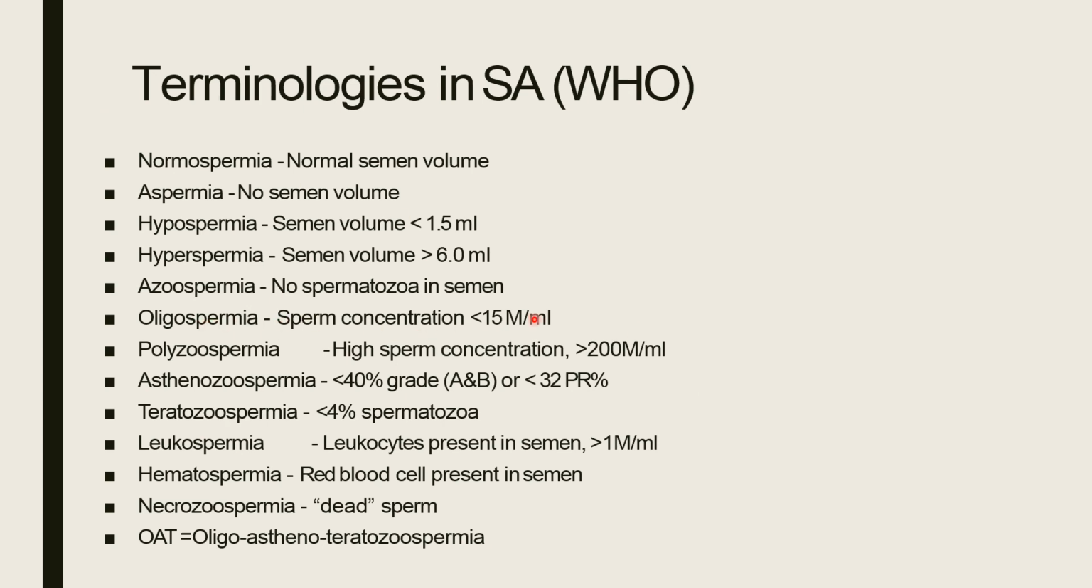Similarly, oligospermia could be mild, that is, if sperm concentration is more than 8 million per ml, and could be severe if the sperm concentration is less than 8 million per ml.